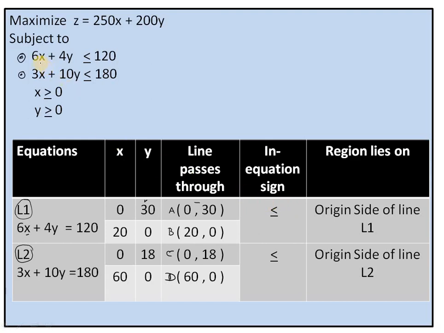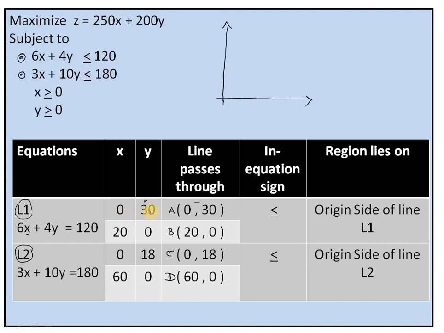on L1? Less than or equal to, the same sign. Here also the same. Now what is the meaning of that? The region lies on the origin side of the line. Now what happens, children? x and y are positive, so we should only consider the first quadrant of the graph. We need not go to the second, third, or fourth quadrant, because x and y both are positive and this is in the first quadrant.